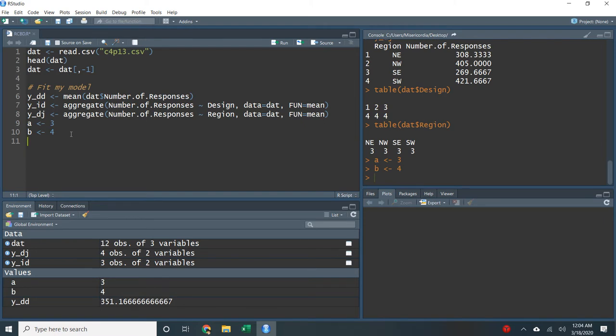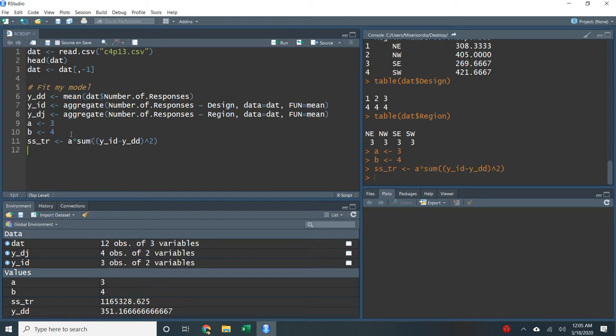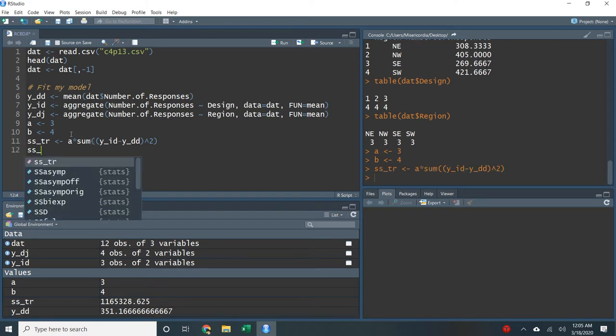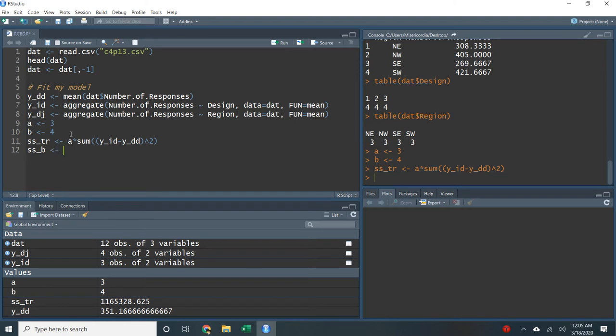Now remember what my sums of squares for the treatment was. My sums of squares for the treatment was A times the sum of y i dot minus y dot dot, quantity squared. The sum of squares for the block was very similar, B times the sum of y, now instead of being i dot, it's dot j minus y dot dot, quantity squared.